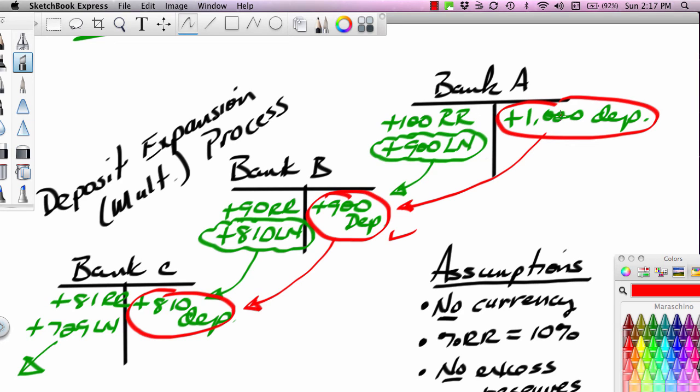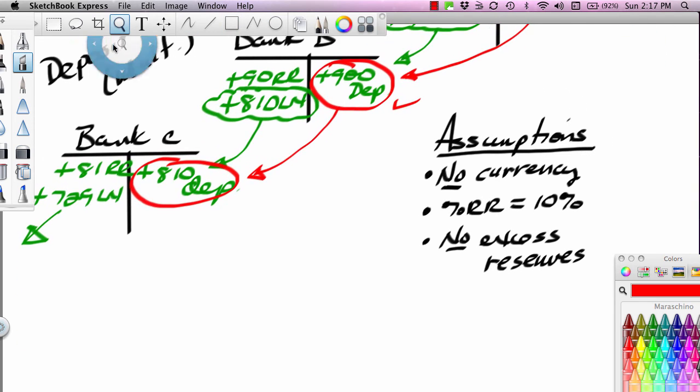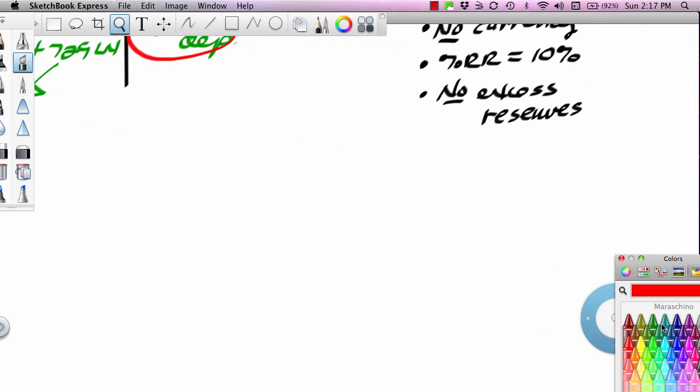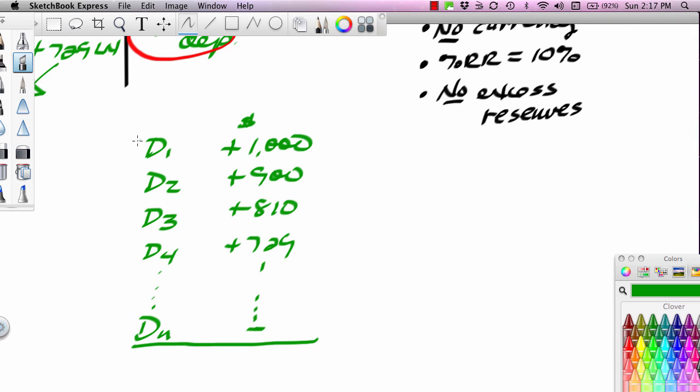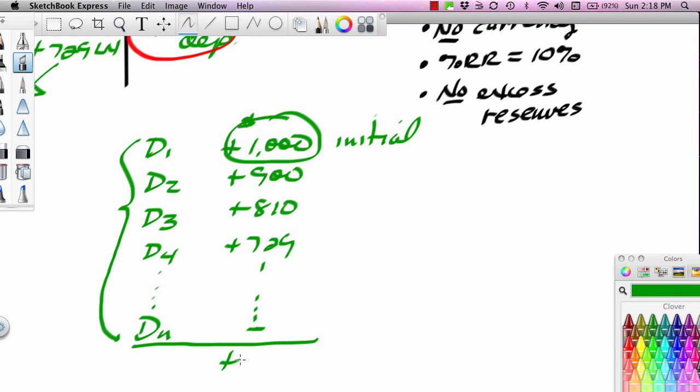Okay? So this initial deposit multiplies total deposits in the banking system by some multiple of that. We can actually calculate the size of that effect. In other words, we can take deposit 1, $1,000, add it to deposit 2, $900, add it to deposit 3, $810, add it to deposit 4, $729. We can go all the way down to deposit N, however much that is, and if you sum these deposits, this will add up to $10,000.